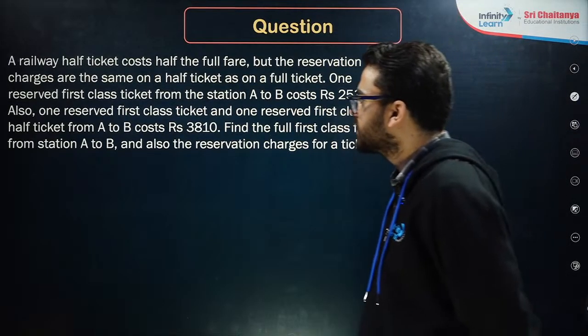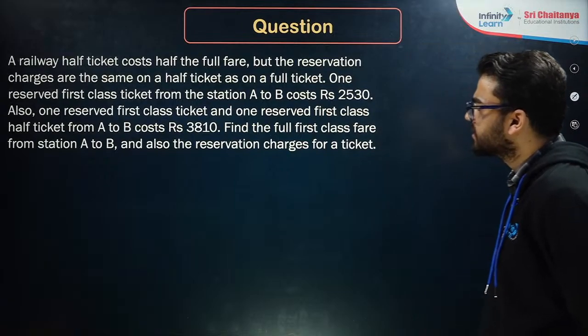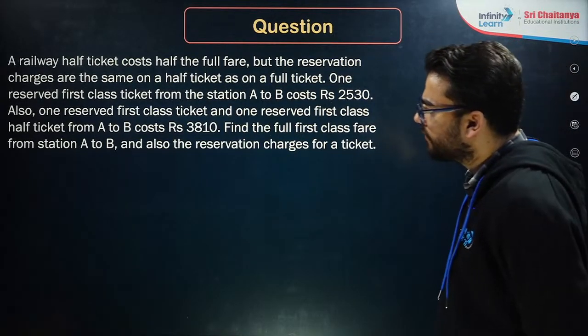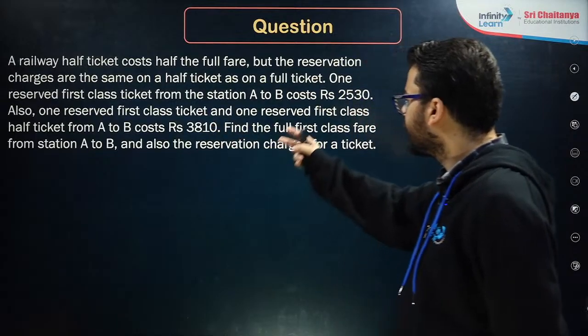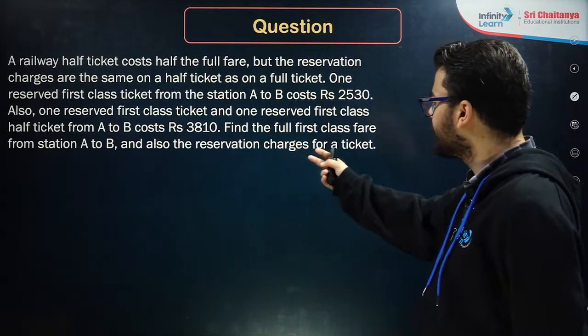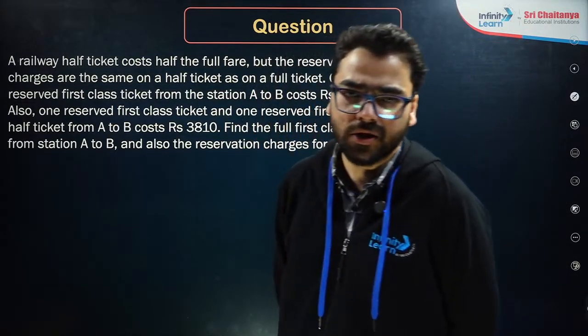One reserved first class ticket from station A to B costs this. Also, one reserved first class ticket and one reserved first class half ticket from A to B costs this. Find the full first class fare from A to B and also the reservation charges for a ticket. You got it, guys? These questions are very important.